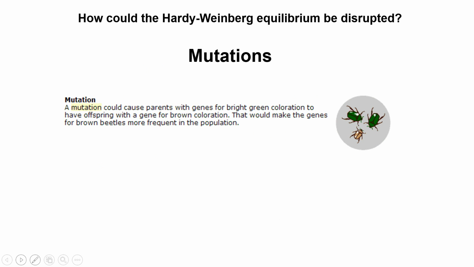Mutations. So let's say that you have a mutation that causes the bright green color of the exoskeleton of the beetle to change to brown. So here you'd have, over time, more brown beetles in the population due to a mutation.